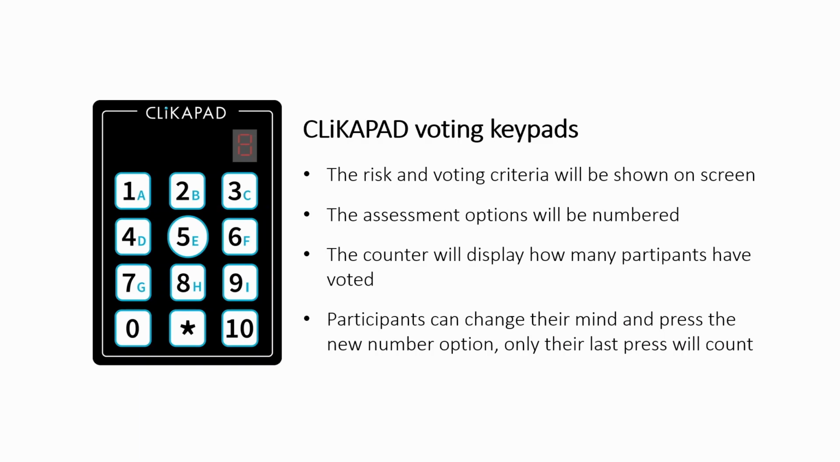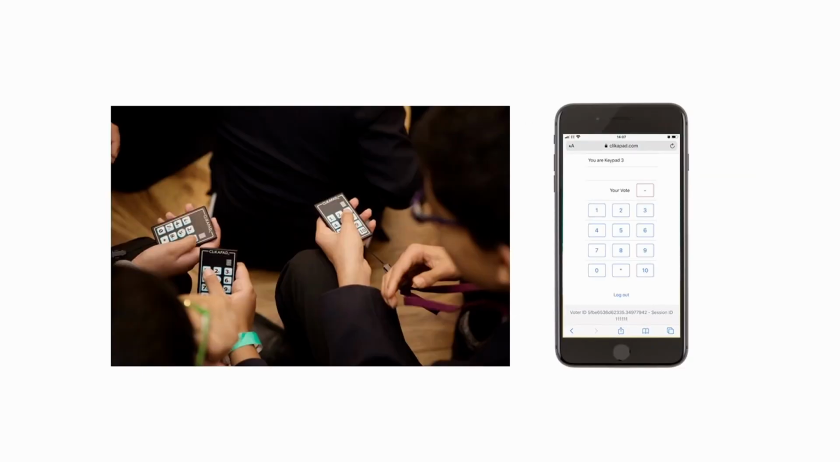So let's say I've pressed 5 and then I think actually I really should have voted 4. If I just press again, it will overwrite that original vote and my vote will be cast as a 4. The smartphone or tablet or laptop version of that would look something like this. So the functionality is basically the same.